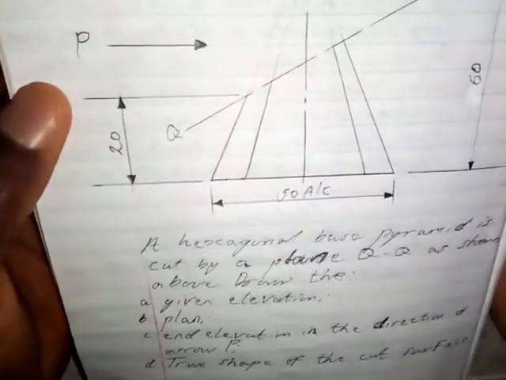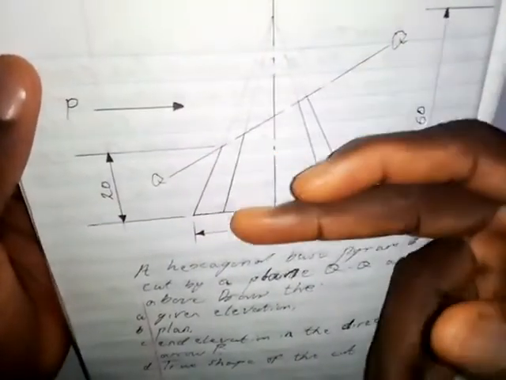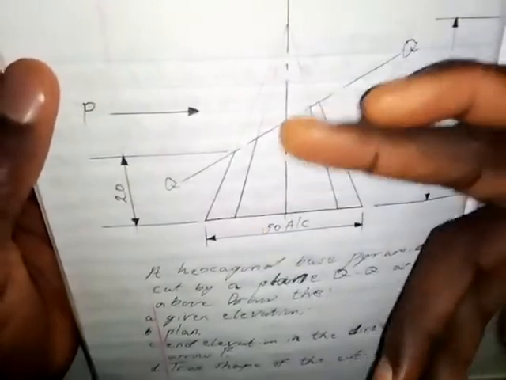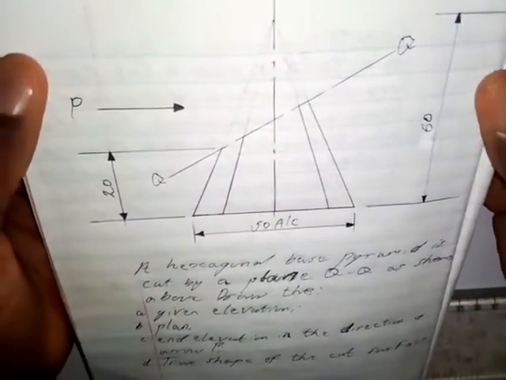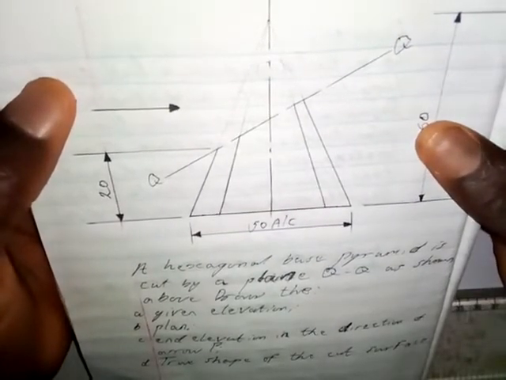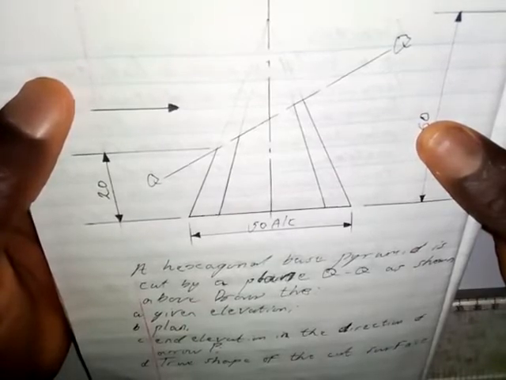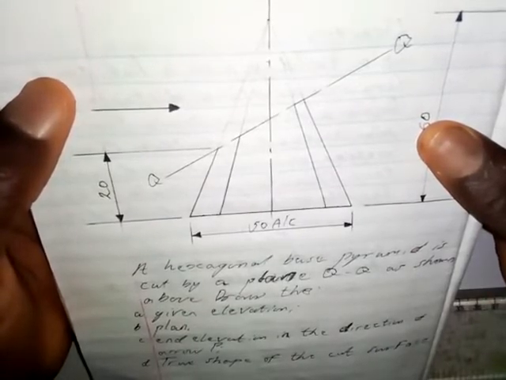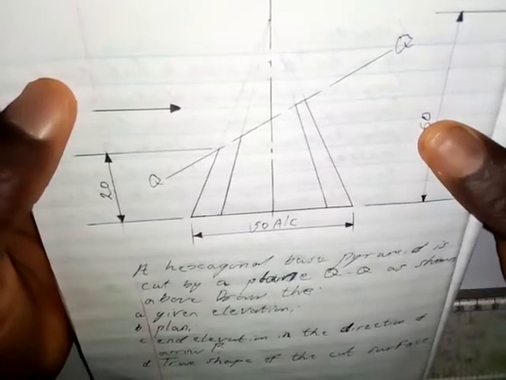Question A, the given elevation. So the given elevation is what you see here. So you are to reproduce this. And as the question says, this is a hexagonal pyramid, that is a pyramid whose base is in the form of a six-sided polygon.